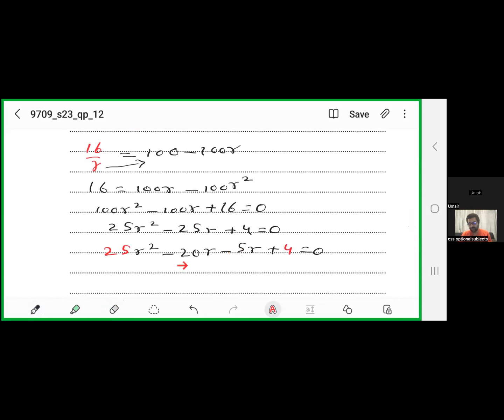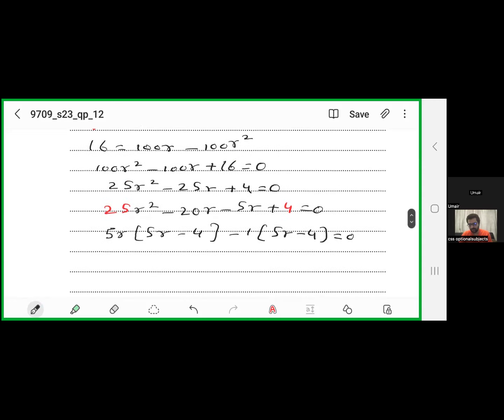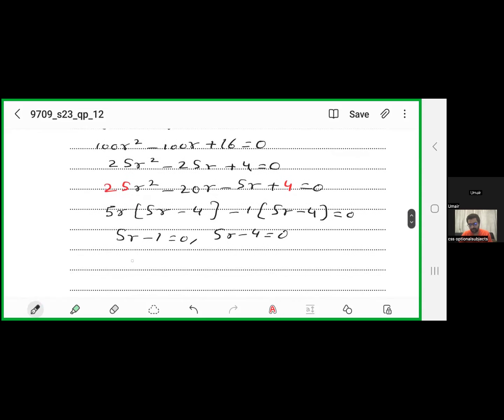So 20 into 5 is 100. So you can take out common 5r. This will be 5r minus 4 minus 1, 5r minus 4. So you will be having two values of r: 5r minus 1 is equal to 0, and 5r minus 4 equal to 0. I have done mid-term break. So you can find r is equal to 1 over 5 and r is equal to 4 over 5.